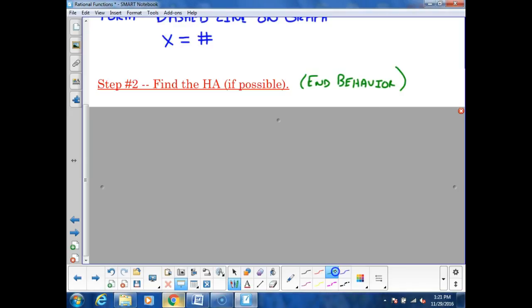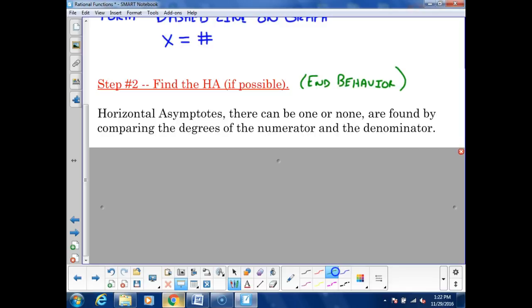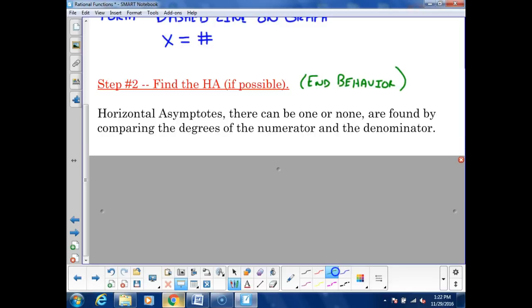What the function is doing at the infinities is approaching the horizontal asymptote. The only place that I am concerned about the horizontal asymptote is at the infinities. I don't care about it anywhere in the middle. I just care about it at the two infinities, because that's the end behavior. Horizontal lines are y equals, so all of our horizontal asymptotes are going to be y equals some number.